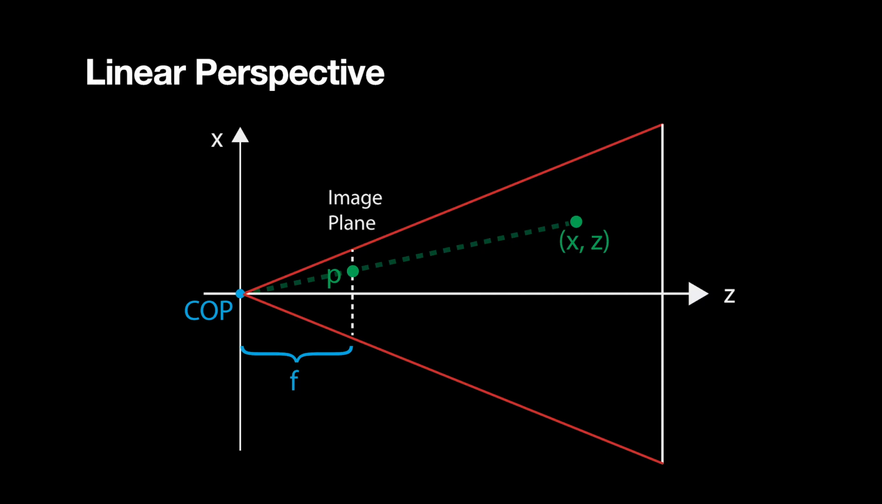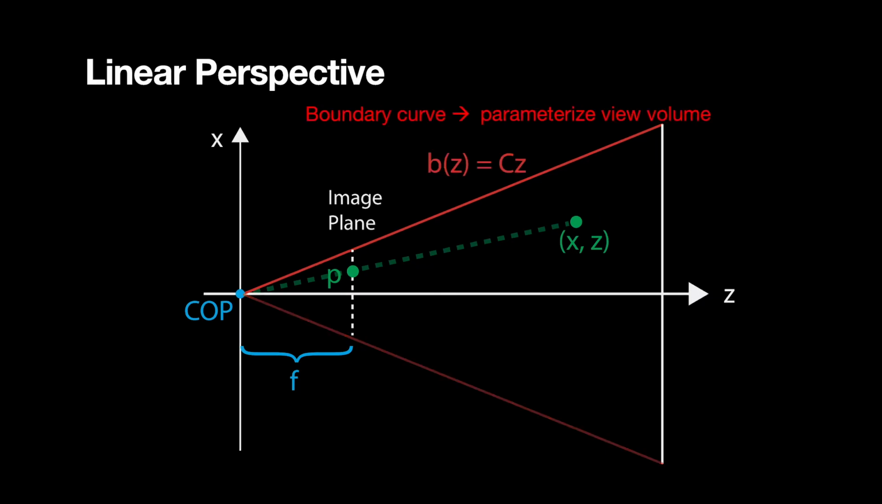We can parameterize the view volume with this boundary curve, B of z. We assume a symmetrical view volume, so we can just focus on the top boundary. The bottom boundary is represented by negative B of z. In linear perspective, B of z is just a linear function over z, where c is a constant. But we can also use nonlinear curves for the boundary, which provides more power for editing photographs. To show this, I will walk through an illustrative example.